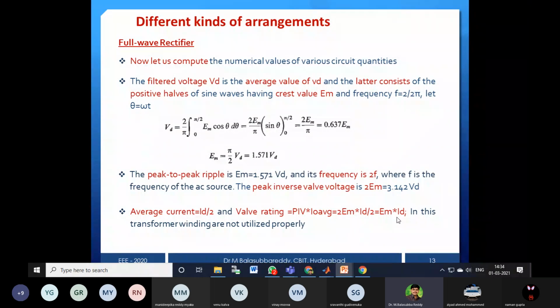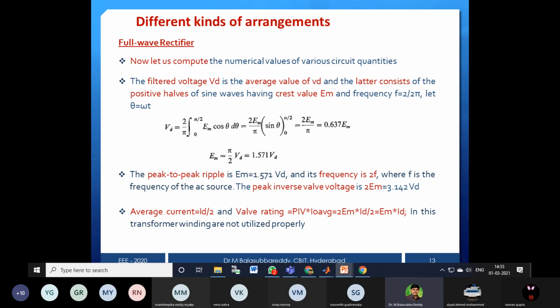In this, the transformer windings are not utilized properly because your actual winding is Vm and Vm, 2 Vm is there, but what is the valve rating? We can observe that Em into Id is the valve rating in the midpoint converter.